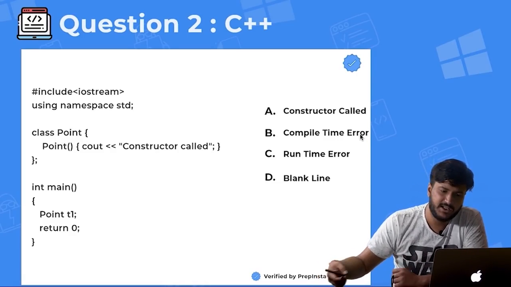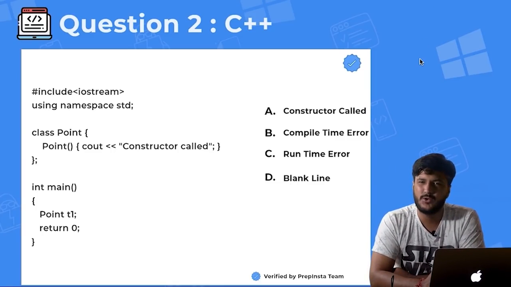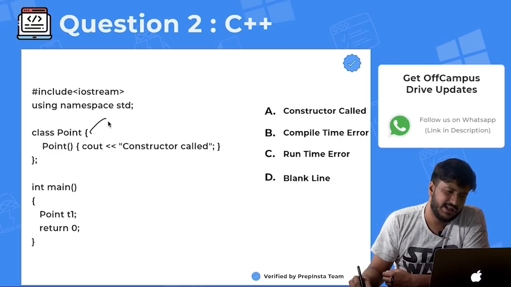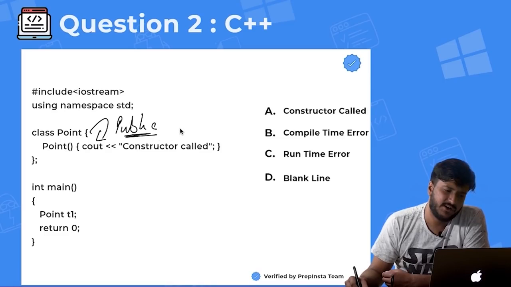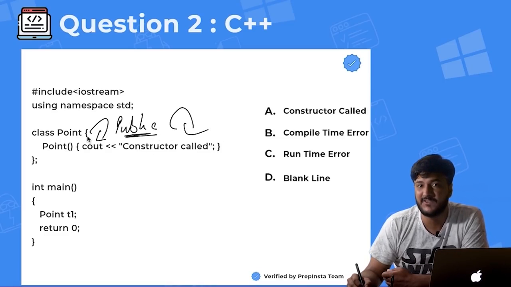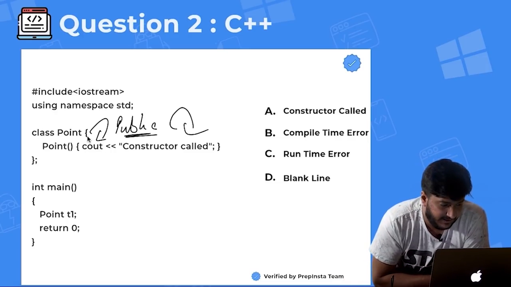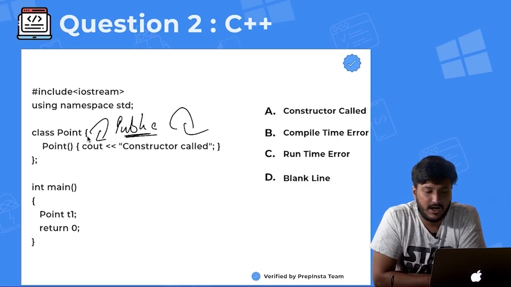Okay, so in this particular question, what would happen? I'll not even tell you the answer. I just want you to highlight that we have not used public or private or protected. And what is a function if you do not specify the access specifier before it? So think about it. I'm not going to tell you the answer. Maybe you can comment the answer for this question in the comment section, and if you're not able to find the answer, you can check it in the comment section.